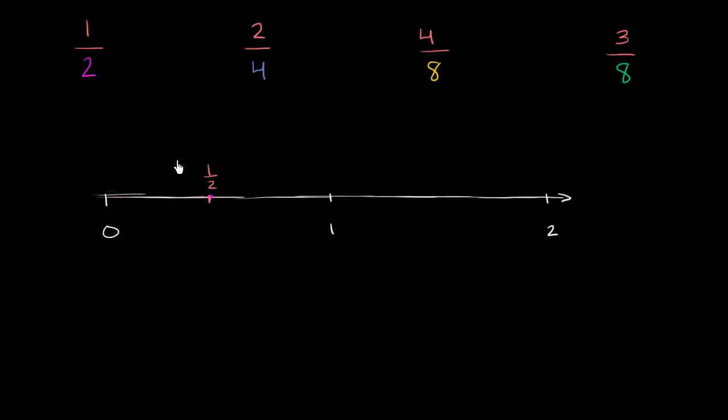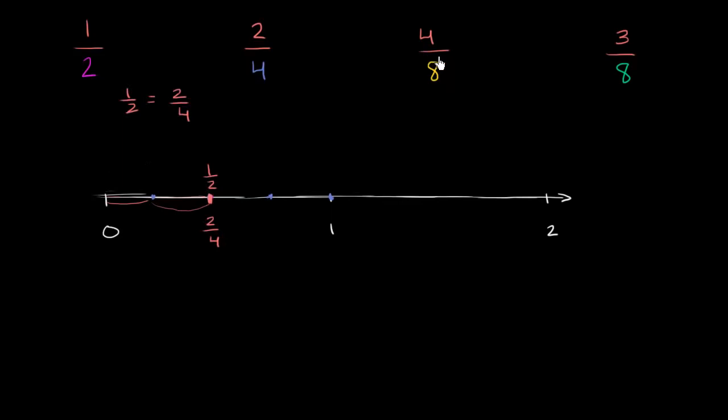Now let's think about 2/4. To do 2/4, we would want to split the section between 0 and 1 into 4 equal sections. So let's do that. So that's 1 equal section, 2 equal sections, 3 equal sections, and 4 equal sections. So where do we end up if we go 2 out of those 4 equal sections? We go 1, 2 equal sections. So we end up right over here, 2/4. We end up at the exact same place. So at least based on how we've drawn out the number line, it looks like 1/2 is equal to 2/4. Let me write that down. 1/2 is equal to 2/4.